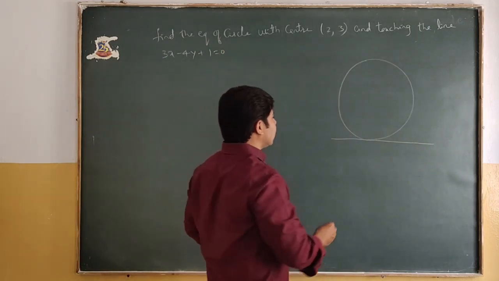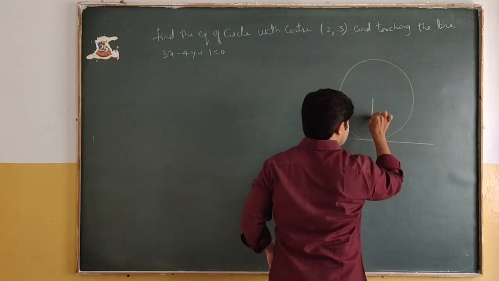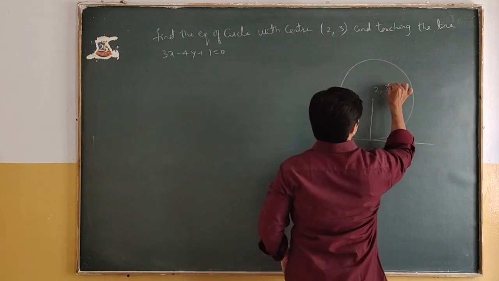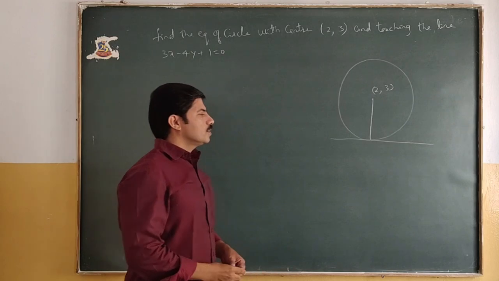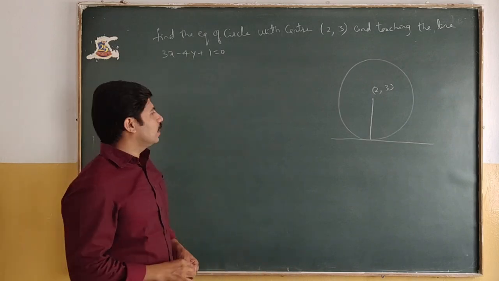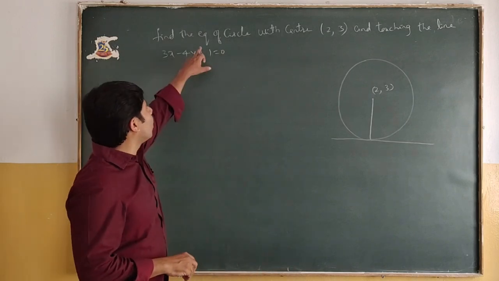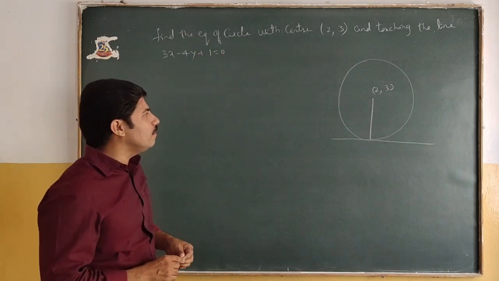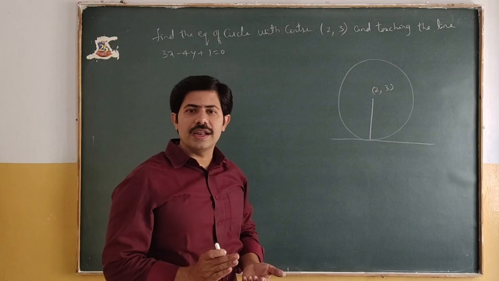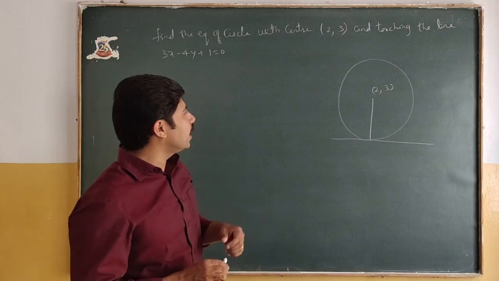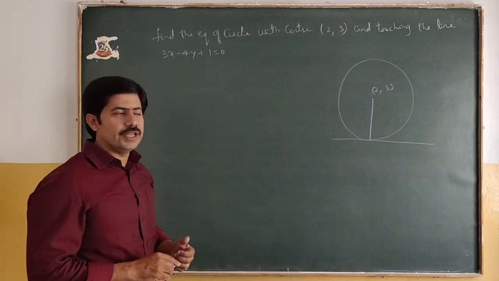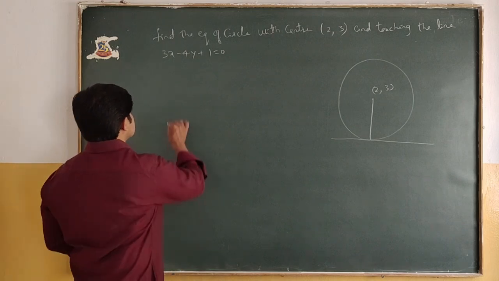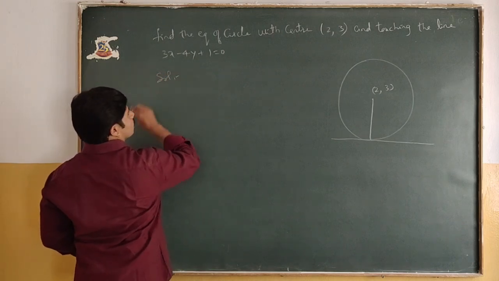And what is the center they have given? Center is 2, 3. Okay, so here the center is given and the tangent is given, we have to find the equation of the circle. To find the equation of the circle, we need the center and radius. Okay, so the center is already given to us. So now we find the radius. How to find the radius? Solution.